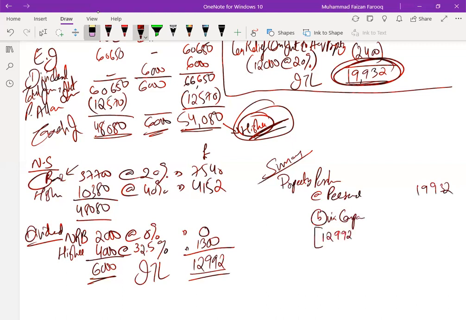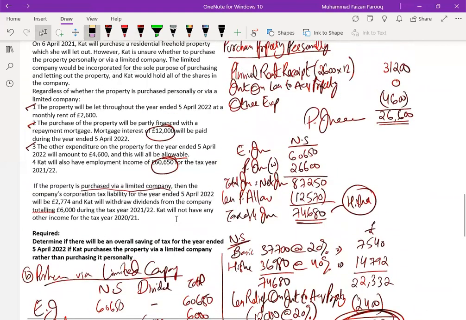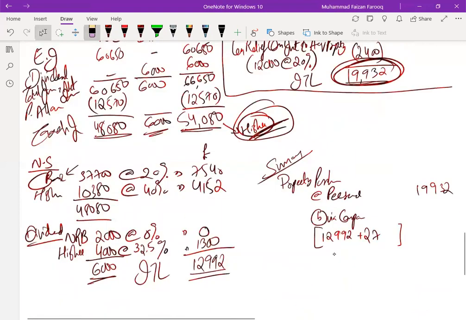12,992 is the tax he will pay, and he is the sole owner of the company, right or wrong? Right. How much tax does he have to pay additionally because he is running the show via company? Check the question, please. 2,774. This he has to pay extra because he is running the show via company.